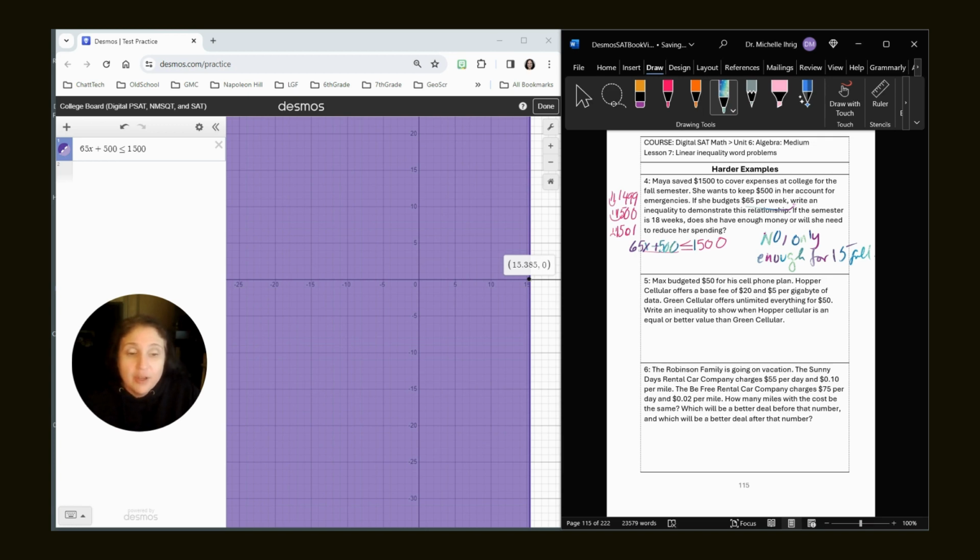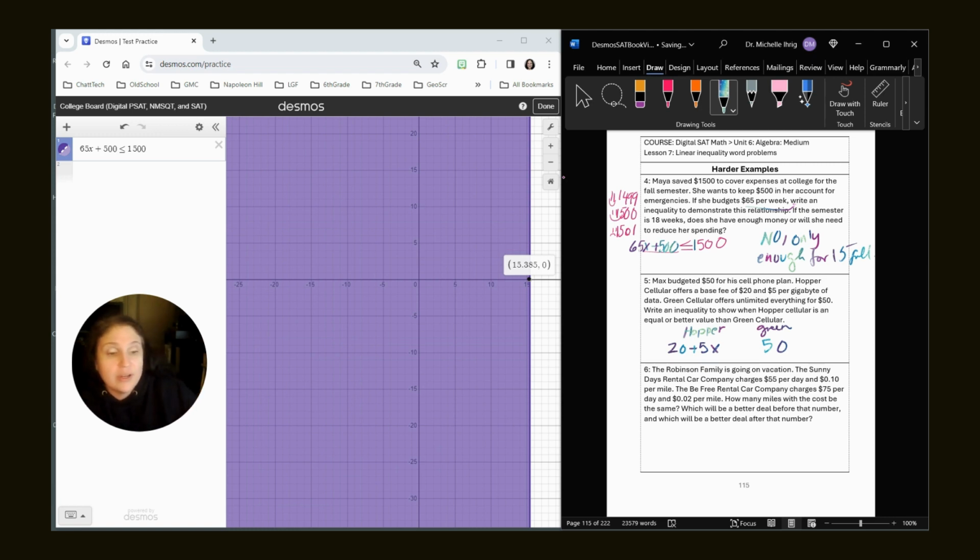Question number 5. Max budgeted $50 for his cell phone plan. Hopper Cellular offers a base fee of $20 and then $5 per gigabyte. So Hopper is one of our cell places. We have $20 and $5 per gigabyte of data. Green Cellular offers unlimited everything for $50. Write an inequality to show when Hopper Cellular is equal or better than green.